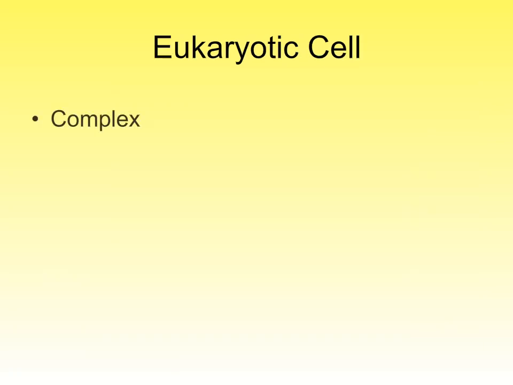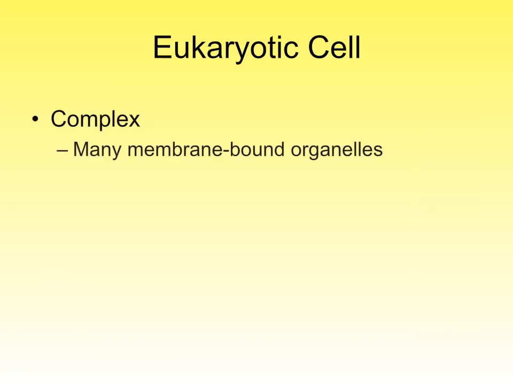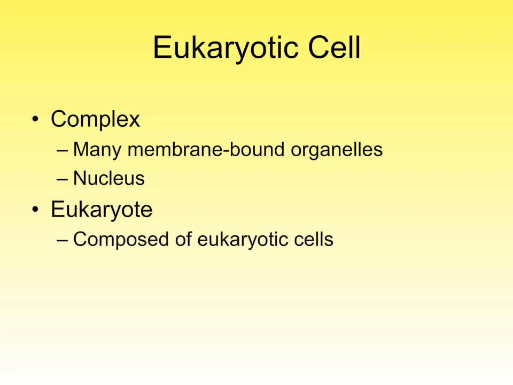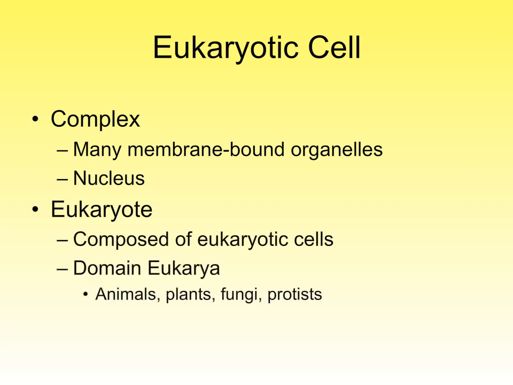Every other organism is composed of eukaryotic cells. These cells are characterized by highly organized membrane-enclosed organelles and a prominent nucleus which contains the hereditary material DNA. Organisms composed of eukaryotic cells, animals, plants, fungi, and protists, are called eukaryotes.